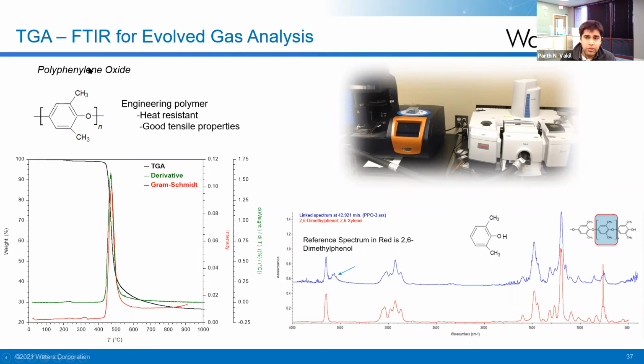So here is an example of PPO, and this was run on the TGA. And when you do TGA-FTIR, you get what we call a Gram-Schmidt profile. This profile, when you click on each point, gives you information on the FTIR spectra that is being read by the FTIR instrument. So this way you can get a lot more insight connecting the TGA to an FTIR.